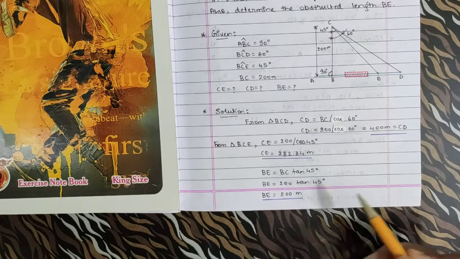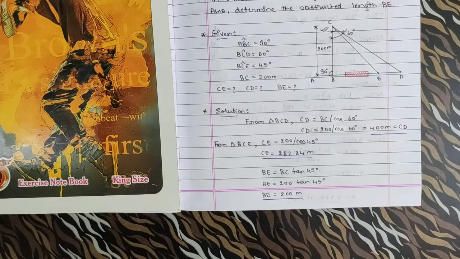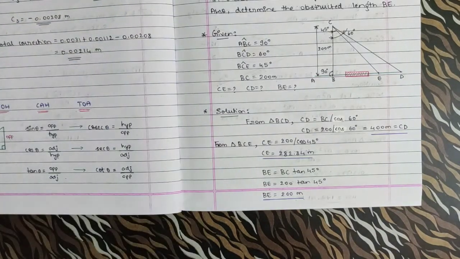So we have found CD, CE and BE. This is how you have to solve the problem. Then coming to the next numerical.